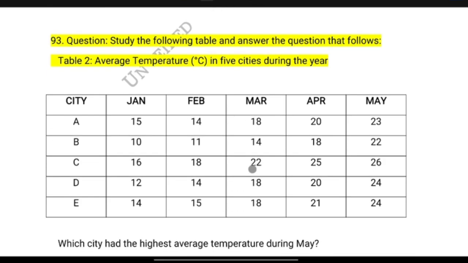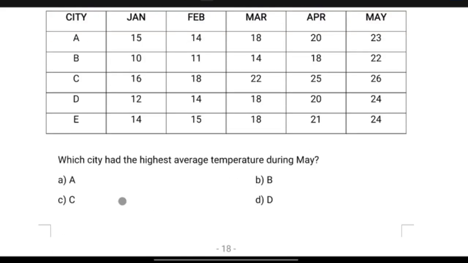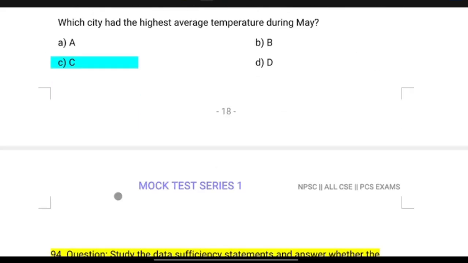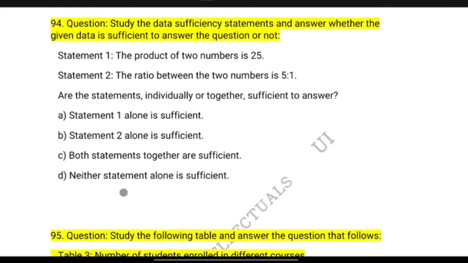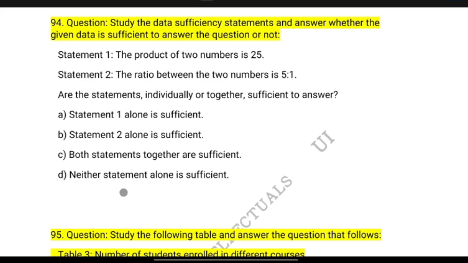93. Question. Study the following table and answer the question that follows. Table 2. Average temperature, degree C, in 5 cities during the year. Correct answer. C. 94. Question. Study the data sufficiency statements and answer whether the given data is sufficient to answer the question or not. Correct answer. C. Both statements together are sufficient.